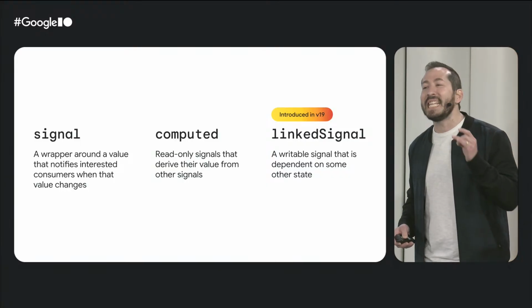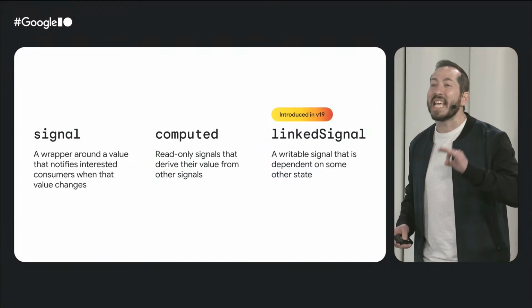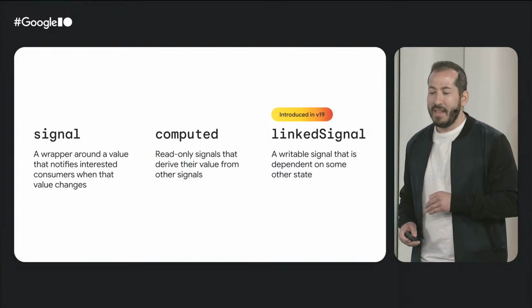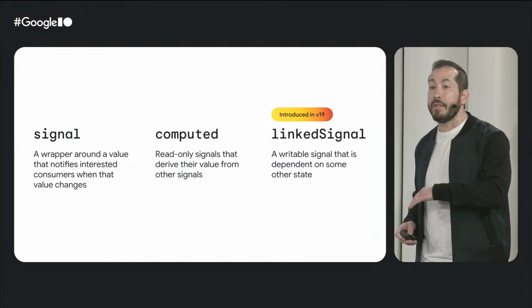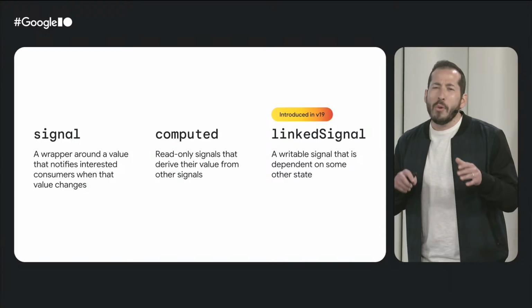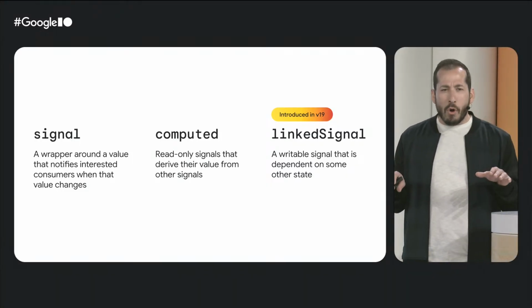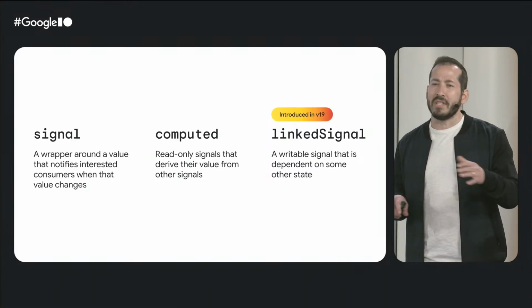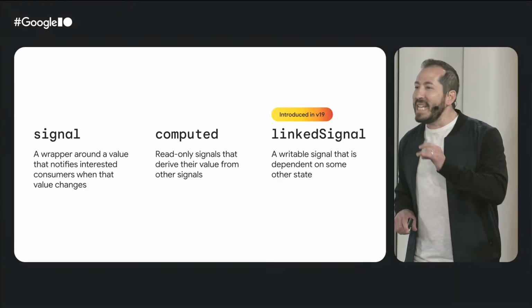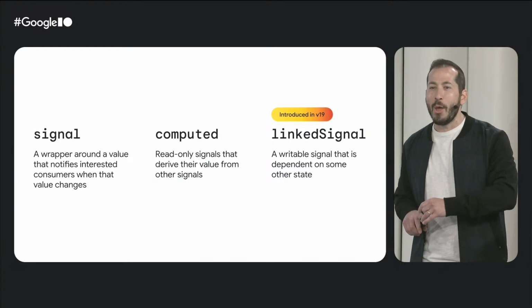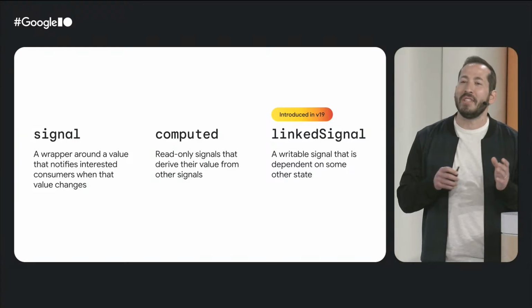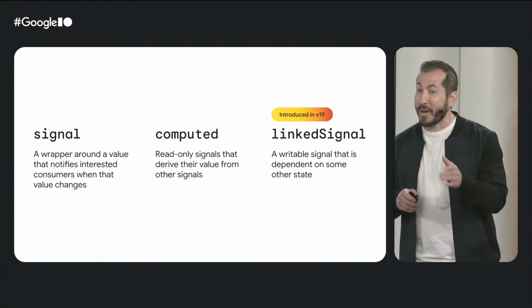And in v19, we introduced linked signal. A linked signal is a writable signal dependent on some other state. Another way to think about it, in its most basic form, is a computed signal that you can set directly. But linked signal also gives you the ability to access prior state, which makes it a game changer in the signal ecosystem, as I'll illustrate in just a little bit.